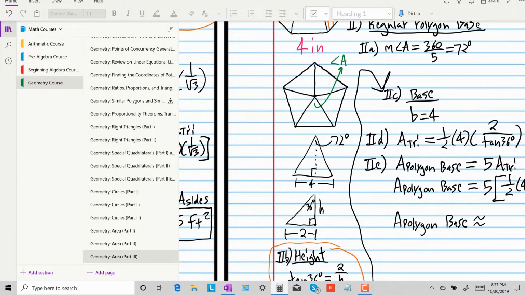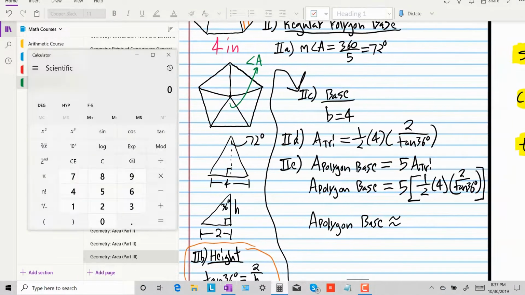So I need the calculator, and we have 5 times 0.5 equals times 4 equals times 2 equals divided by 36 tangent equals 27.5276.